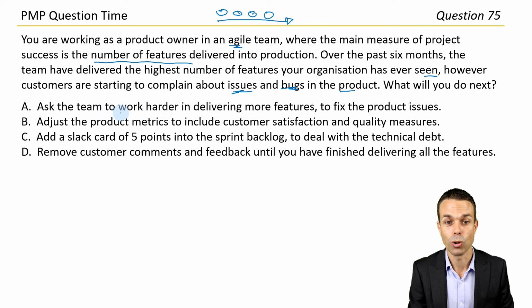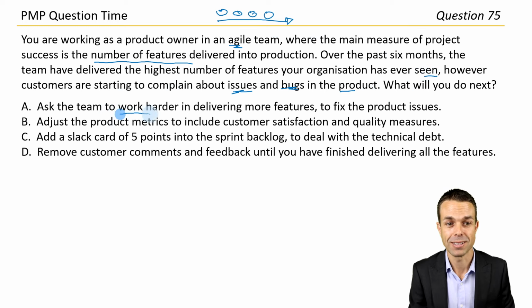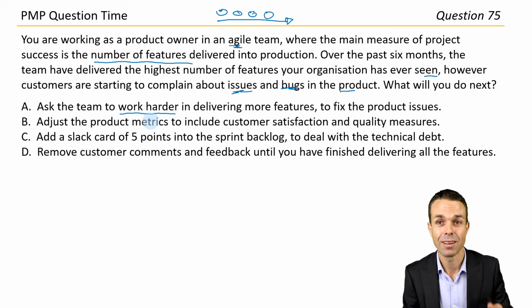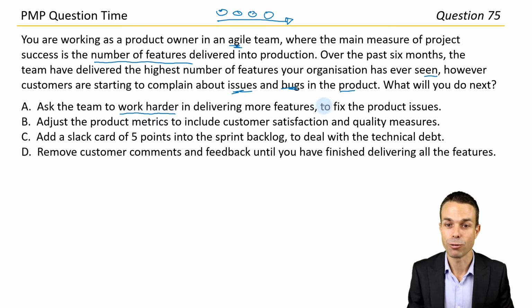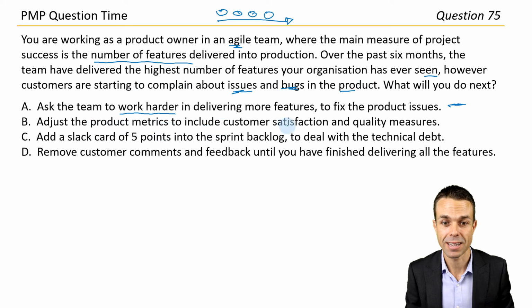Ask the team to work harder. Okay, oh gosh. You know what, there's definitely better answers than this, especially when we're talking about sustainable pace in an agile team. Very important. To deliver more features and fix the product issues, possibly a better answer there. Adjust the product metrics to include customer satisfaction and quality measures.